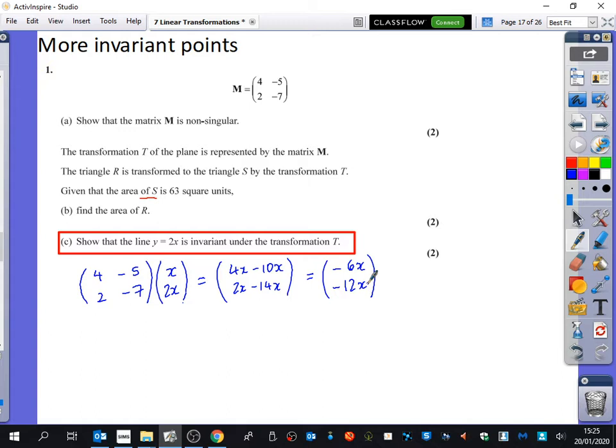And I think the clearest way to show that they are still invariant is to take out a common factor from here, which is minus 6, x, 2x. Once you get to this line here, you can say, so the line y equals 2x is invariant.